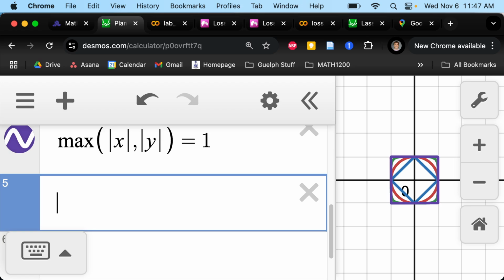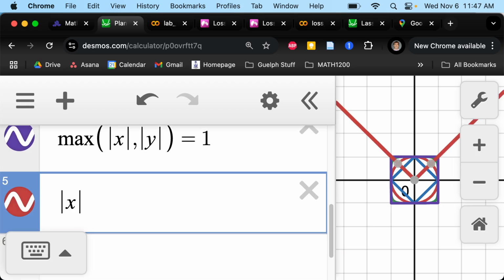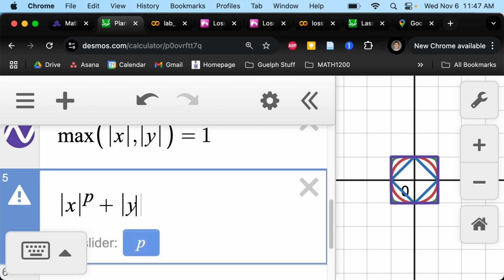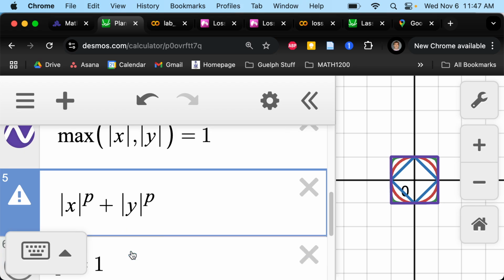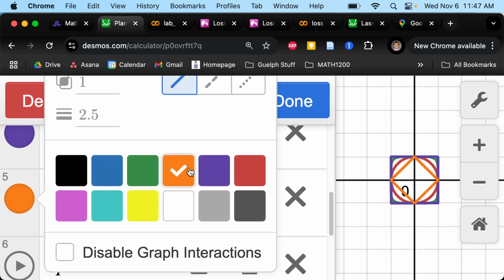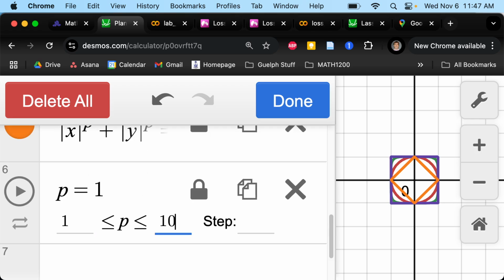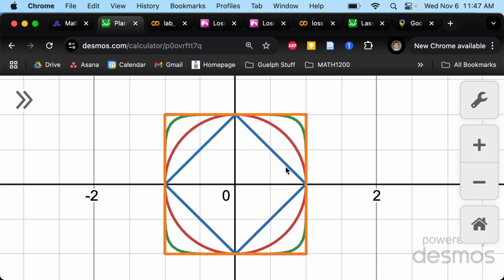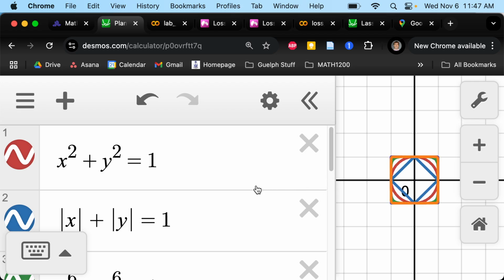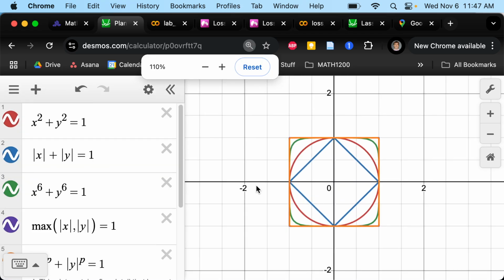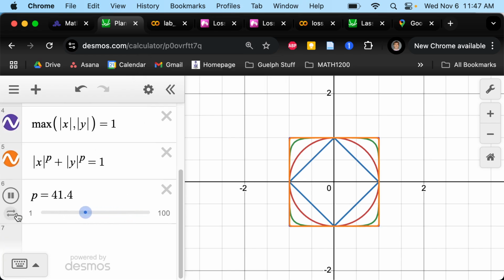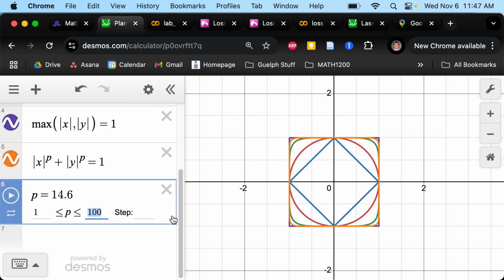So if you do x to the power p, in absolute value, plus y to the power p, and you add a slider for p, set this equal to 1 to get a curve. Let's make it orange. And then you see what happens as p gets really big. Let's go p from 1 to 100. And you see what happens. When p is getting close to 100, it smooshes all the way out. Let's see, can I make this a bit smaller? Okay, there we go. Okay, maybe 100 was too extreme. Let me stop at 10.